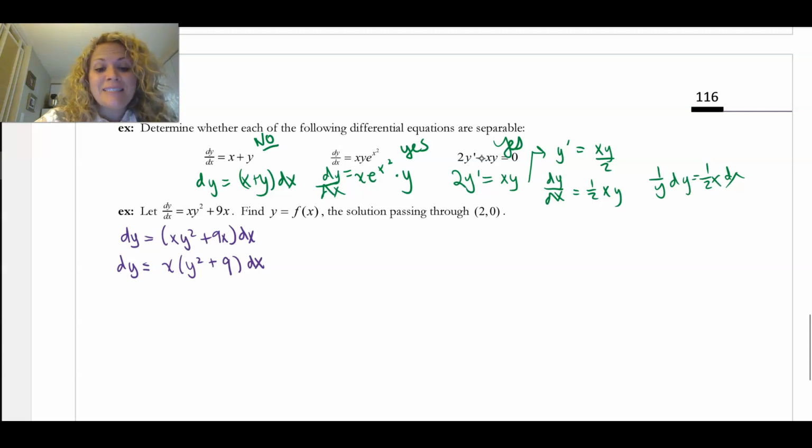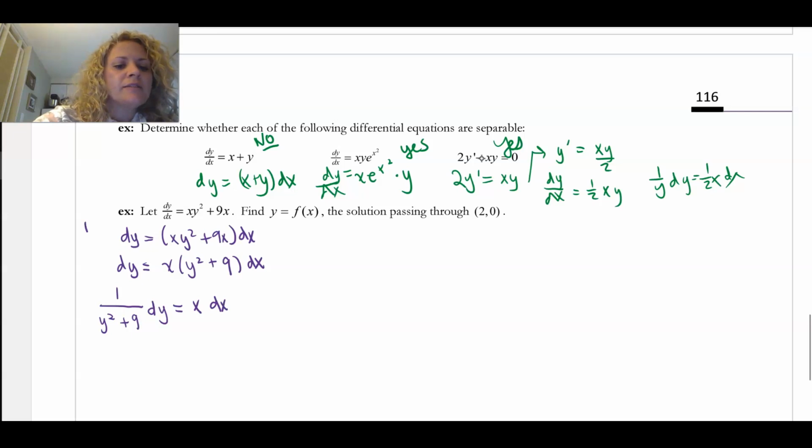And then the last step to separating is to keep the x with the dx, but to divide both sides by the factor y squared plus 9. So I'm going to write this as 1 over y squared plus 9 times dy, and that's going to equal x times dx. So that's our first step of separate. We know the second step is to integrate: separate, then integrate. So take a moment, pause the video, and try this integration step by yourself.